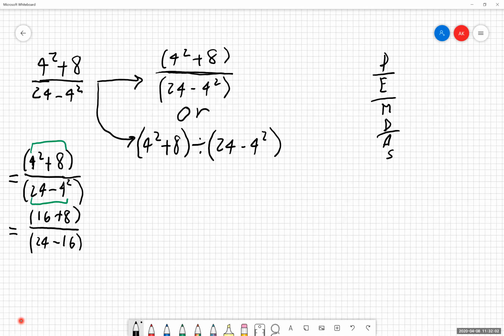Now I'm looking at this and saying, okay, well, I still have sets of parentheses, but I'm done with all my exponents. I do not have any multiplication or division showing up. I do have addition, subtraction. So in the numerator, I have 16 plus 8 going on. So that's going to give me 24. In the denominator, inside that set of parentheses, I have subtraction going on, so I'm going to work with that. That's going to give me 8.